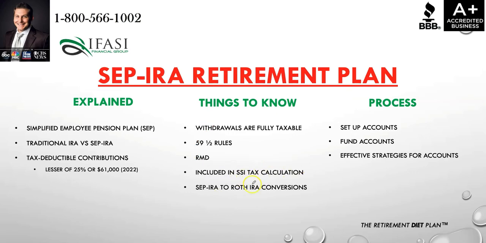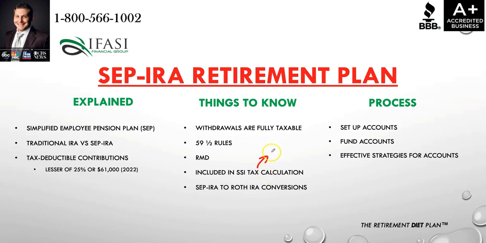Similar to the negatives of a traditional IRA, a SEP IRA, whenever you take out withdrawals, because those are going to be fully taxable, that's going to also increase the amount of provisional income calculation when you're triggering Social Security income. So on a worst case scenario, an individual as it currently stands could have up to 85% of their Social Security income taxed.